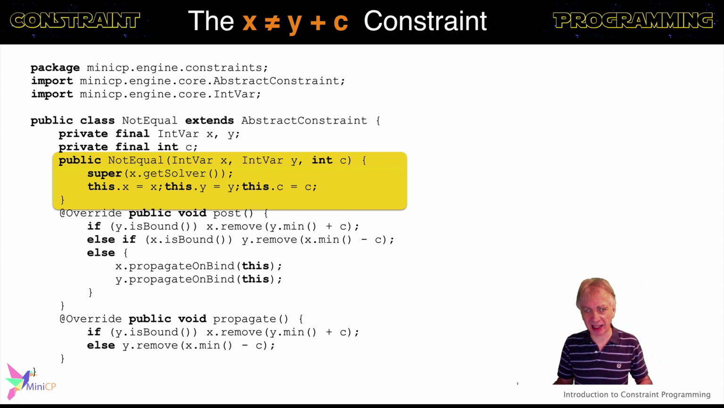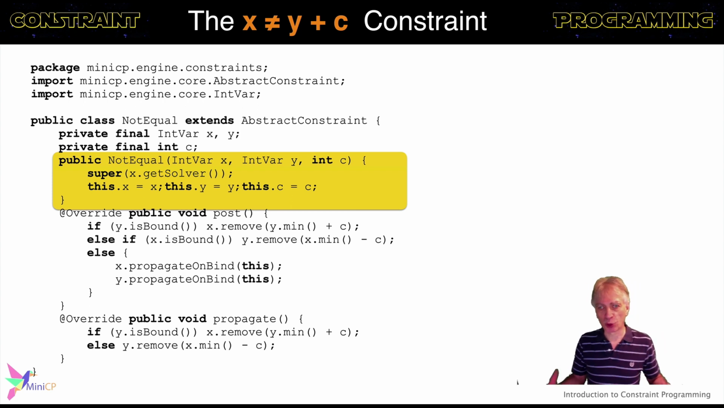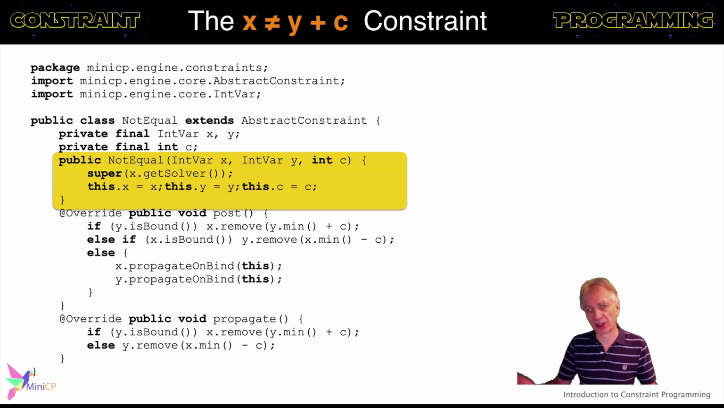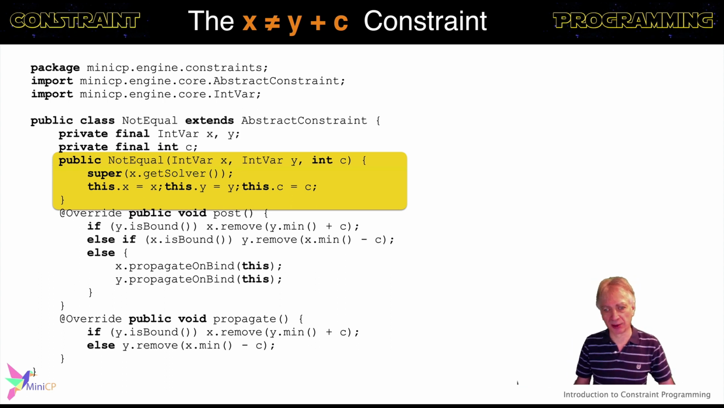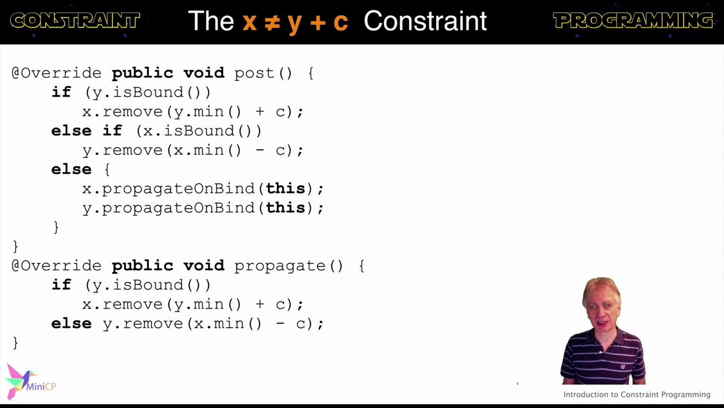You see what is highlighted is the constructor. Nothing really fancy here. You have the two variables x and y and the constant c. And the only thing that the constructor does really is storing these values so that you can use them in the post method and in the propagate method. So let's look at the post method here, which is interesting.